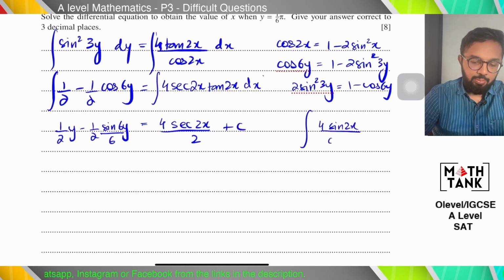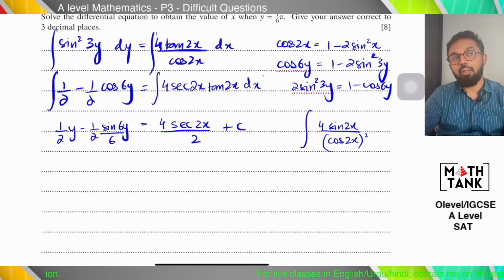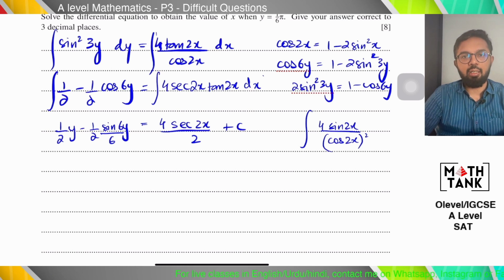tan 2x becomes sine 2x over cos 2x, and this should give you a square. Now, this resembles an integration by recognition, although it's not technically one, because the differential of the denominator is not visible in the numerator. Although the syllabus says you only need to be able to use substitution when given, this is a question where you can use substitution even when it's not given.